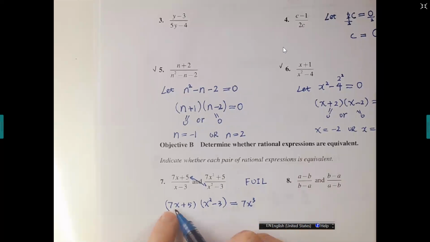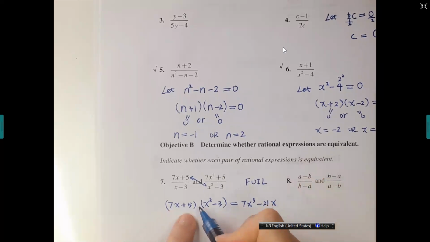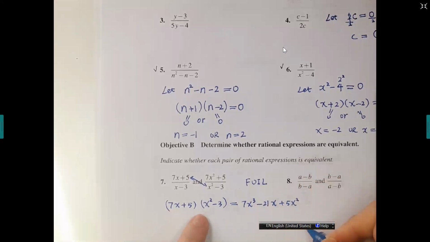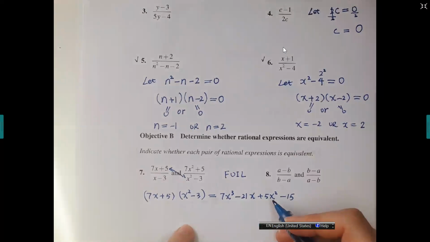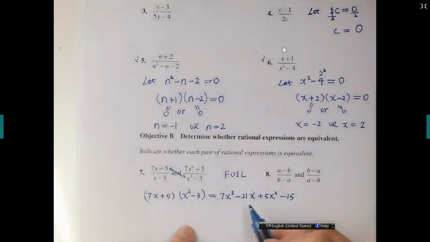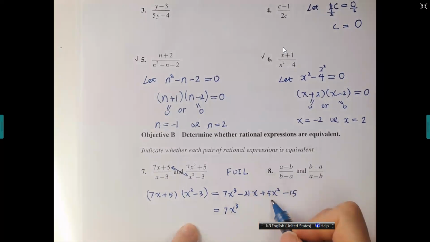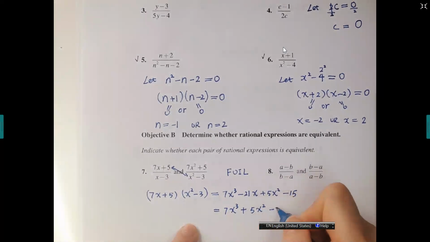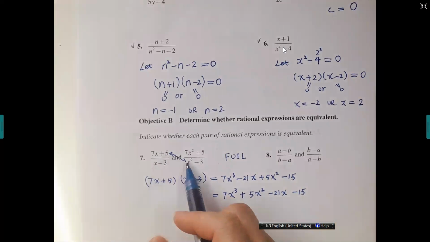Outer, 7x times negative 3, negative 21x. And then inner, 5 times x squared, 5x squared. Last, 5 times negative 3, negative 15. After you have this product here, the best way is to rewrite it in descending order. I have 7x to the third, then the second term should be the square term, plus 5x squared, then the x term, minus 21x, minus 15. So that will be the first cross product.